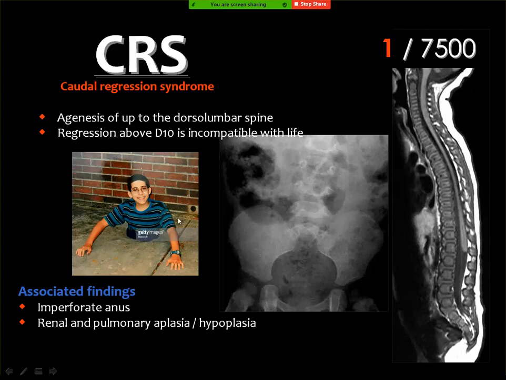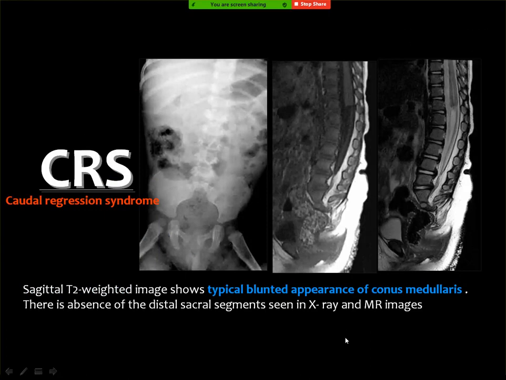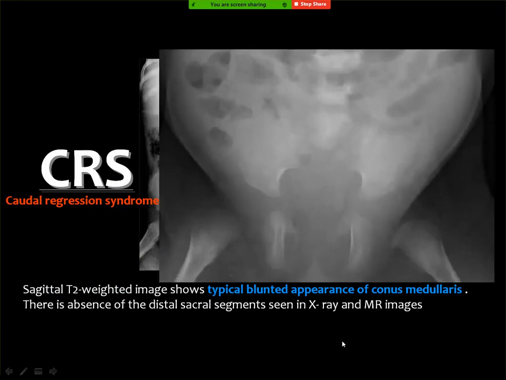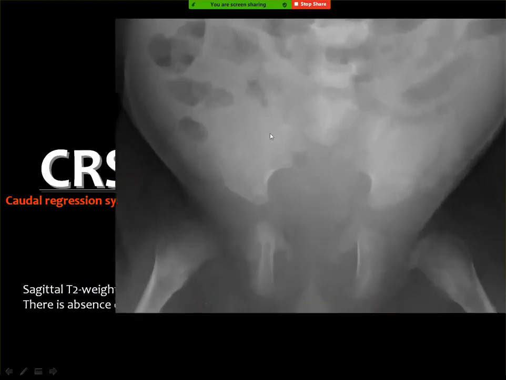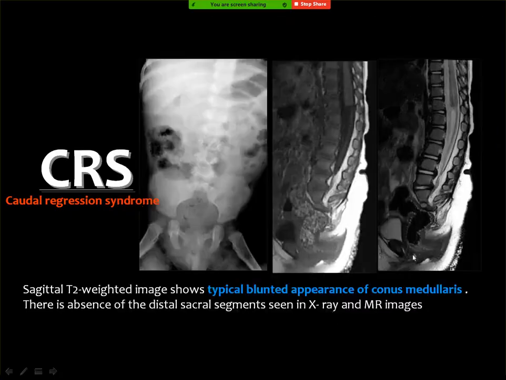Then if you look carefully in the plain film, you see that there is no sacrum and the iliac bones are very close to each other, and this is sometimes known as kissing of the iliac bones, for example, and you do not see the sacrum. Also, if you look in the MRI, you can see only one or two sacral segments, or even no sacral segments at all.